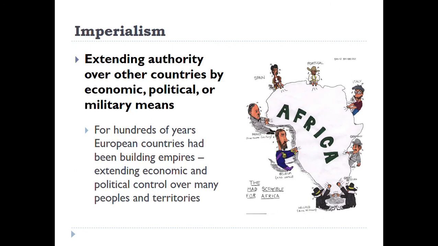The second term, imperialism, is something you've seen and we've talked about in terms of the United States becoming imperialistic at the beginning of the 1900s. So imperialism means you're extending your authority economically, politically, or militarily. Well, European nations, just like they're doing in this cartoon here, had been competing over territories and taking over different parts of the world for over a century, competing for colonies in Asia and in Africa.